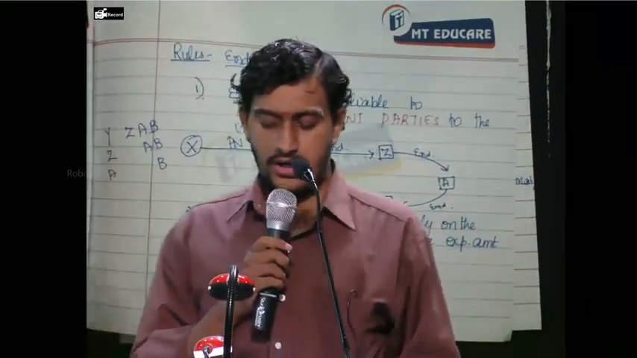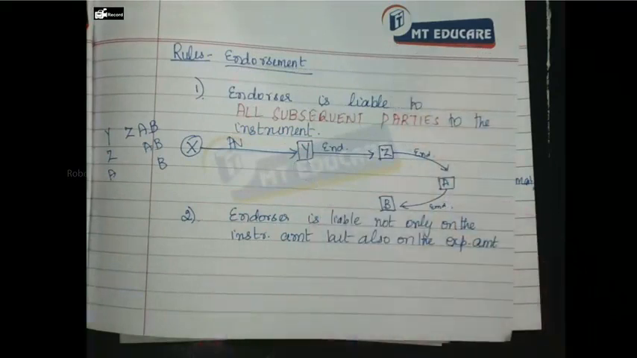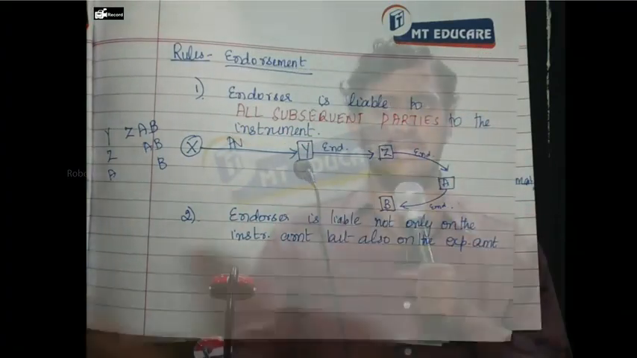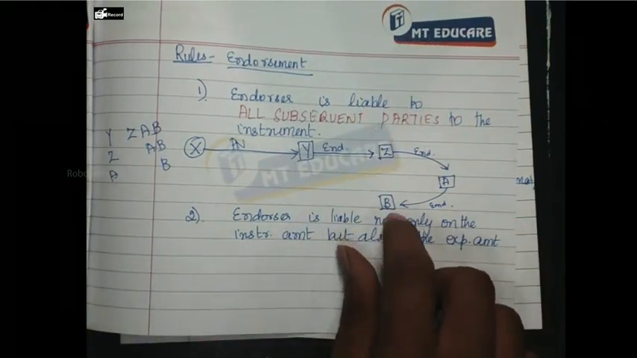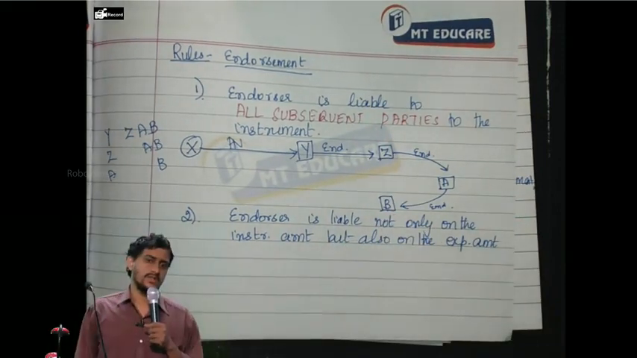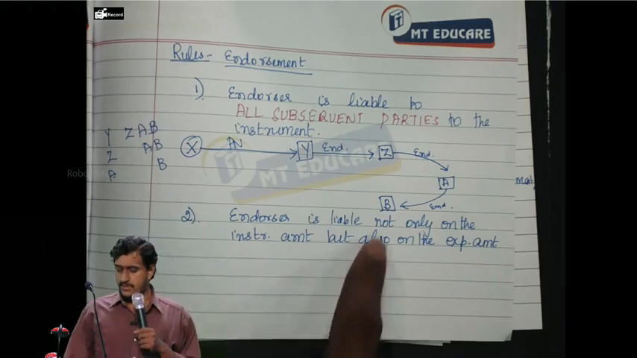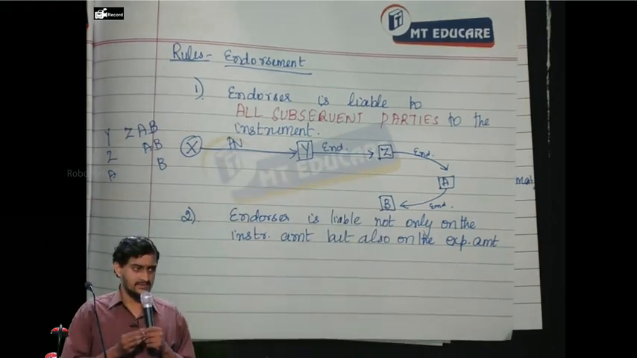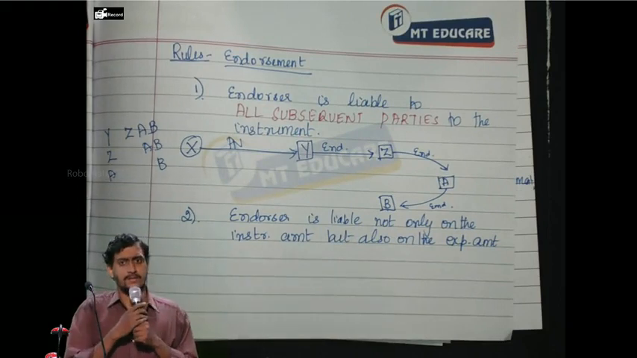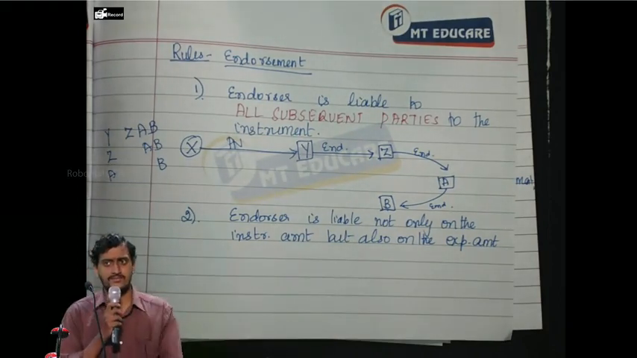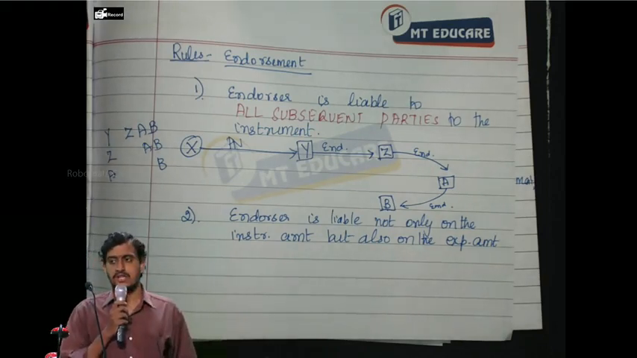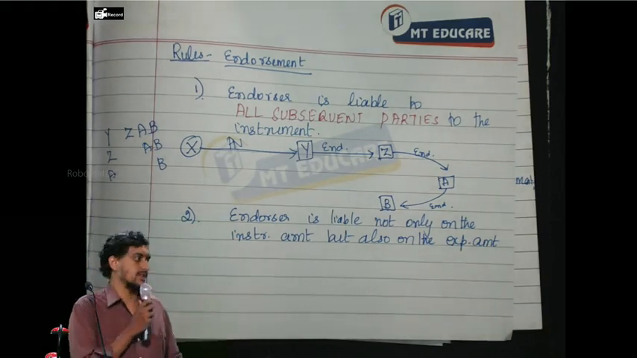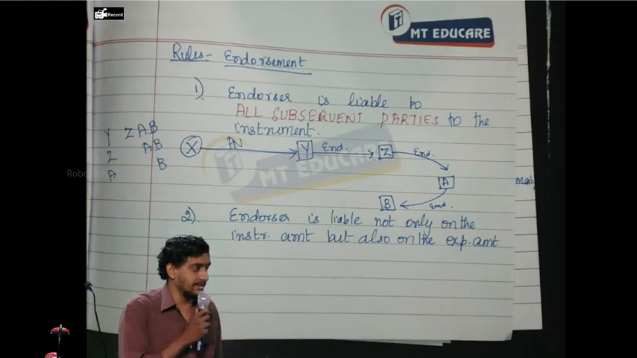Endorser is liable not only on the instrument amount but also on the expenses amount. Why? Z endorses to A, A endorses to B. Instrument gets dishonored. B should incur postage charges to intimate A and all the other prior parties that the instrument got dishonored. He should intimate them, yes or not? And then he may have to contact a lawyer. What to do next? He may have to go for noting charges. Respond, friends. Who will pay all these expenses? Endorser should pay all these expenses.